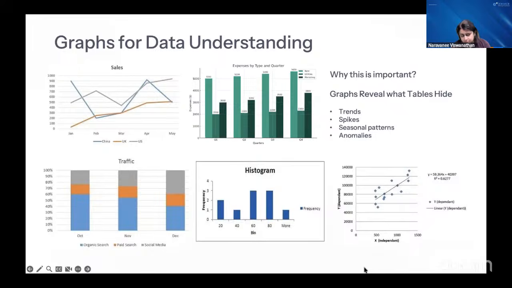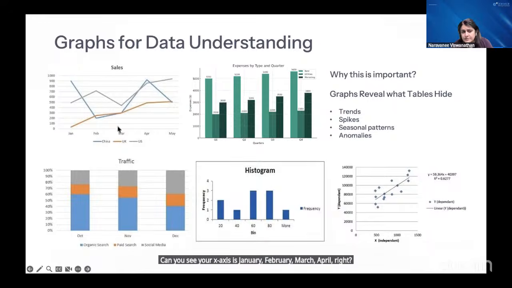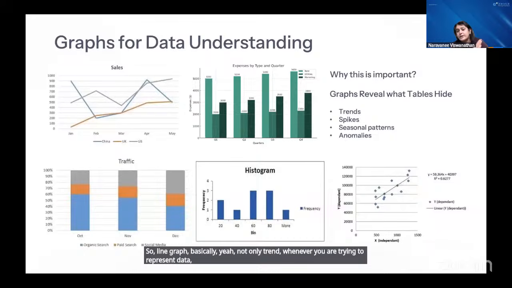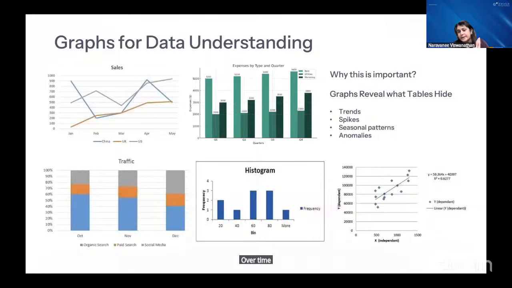Trends. Okay, what else? You can see the trend. What else? Can you see your x-axis is January, February, March, April, right? Or it could be dates. So with a line graph, not only trend, whenever you are trying to represent data over time or over a period, you can use a line graph. Is it clear? Yes?